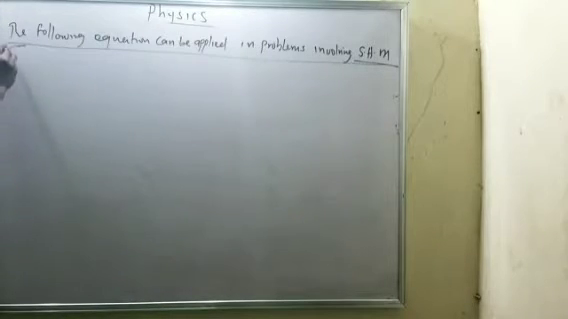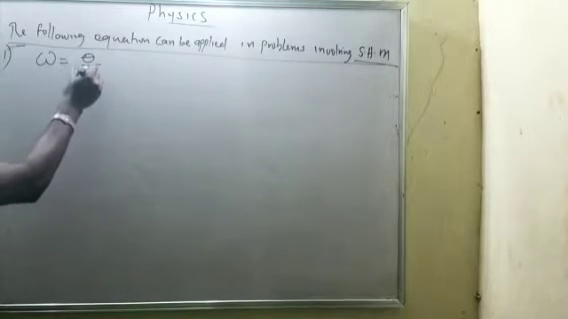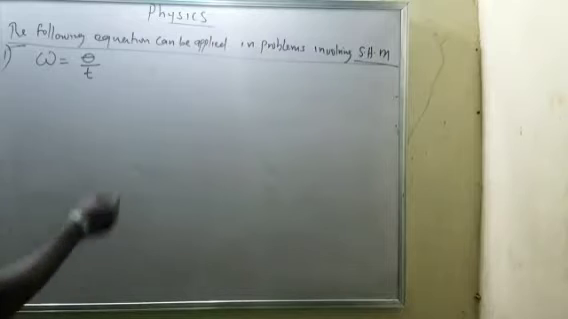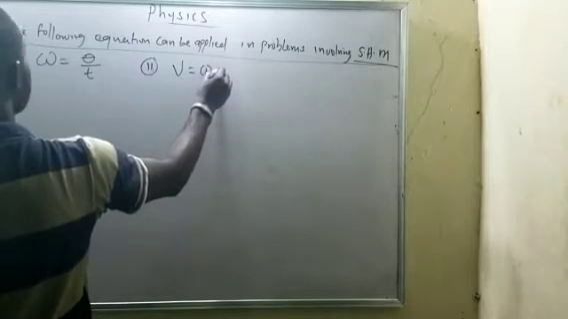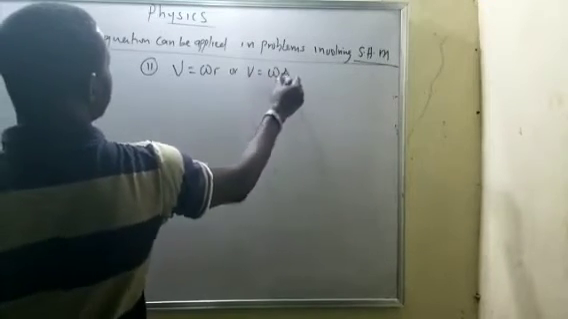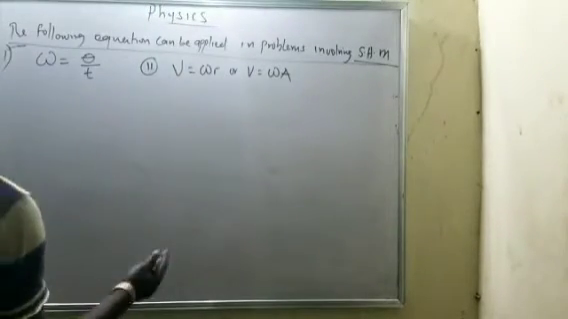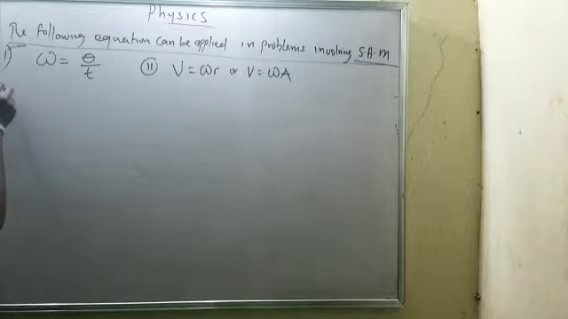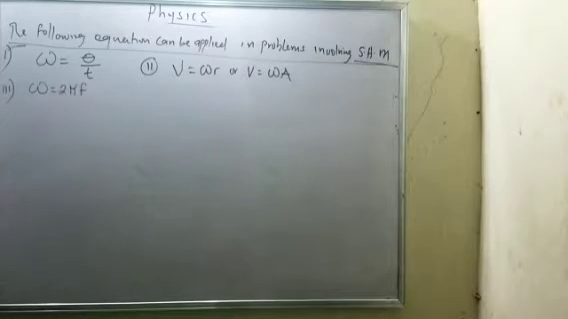The first equation: my angular velocity can be equal to angle all over time. Two, my velocity can be equal to angular velocity times A, or v equals omega A. Now, my A is called amplitude. Okay, I will define it later. I will define all this later. Now, in theory, I can say that my angular velocity equals 2 pi frequency. 2 pi frequency.